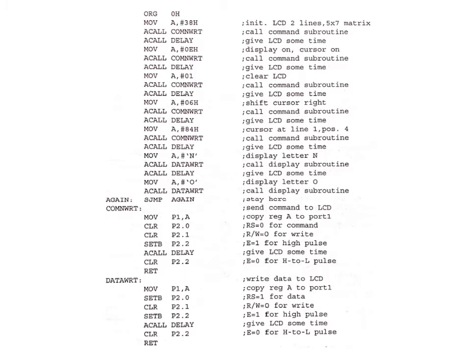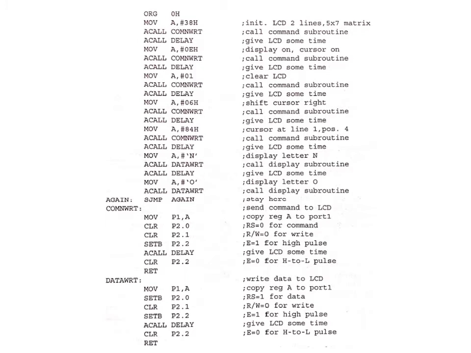For that, go to the instruction MOV A, #'N' to send the letter N to the LCD. This is done here with this instruction MOV A, #'N'. Then ACALL data write, the subroutine data write is called. If you go to the subroutine data write, again the same thing: MOV P1, A, that data is copied to port 1, SETB P2.0, so RS is equal to 1 for data, so that is a difference.